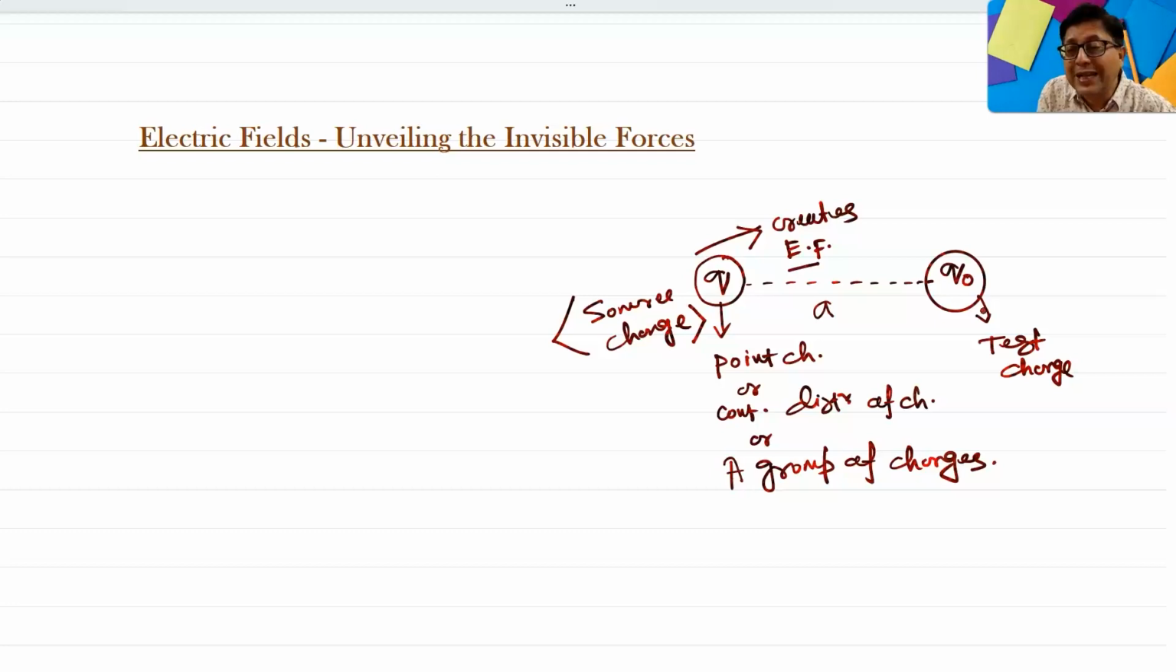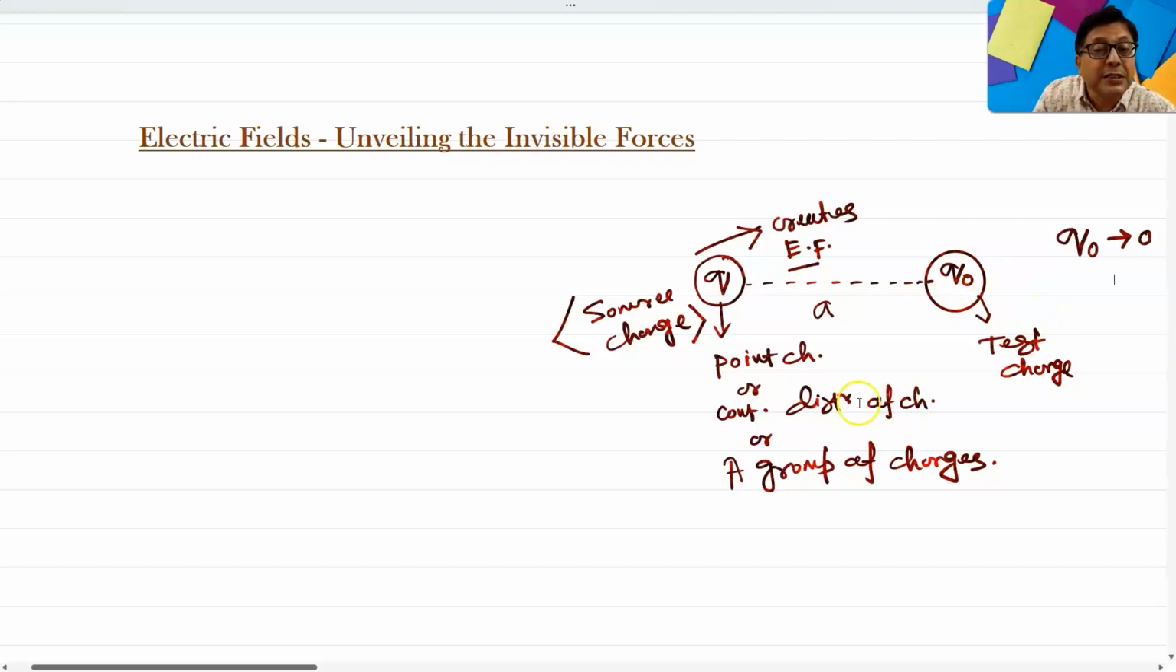And this field will attract or repel the test charge. Test charge is vanishingly small. You can say that test charge is so small that in the language of limit, it is tending to 0. So this test charge is tending to 0. It has no influence on the source charge. Source charge will create field. That field will interact with the test charge. This is the concept here.